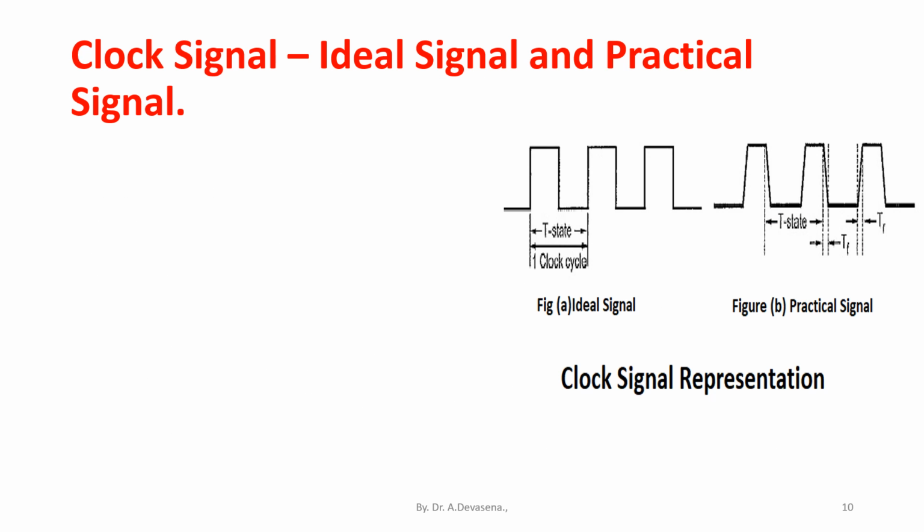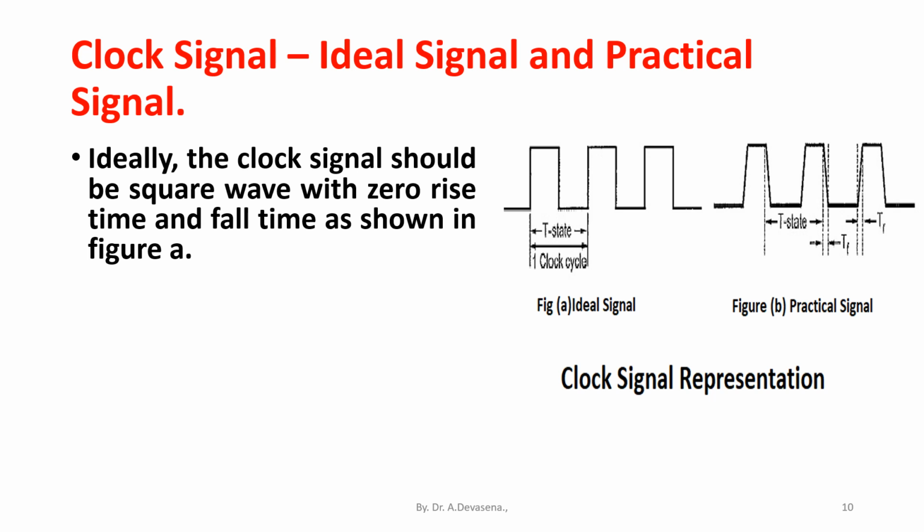Clock signal, ideal signal and practical signal representation. Ideally, the clock signal should be a square wave with 0 rise time and fall time, as shown in figure A. But in practice, we don't get 0 rise time and fall time. Therefore, the clock and other signals are always shown with finite rise and fall times. Figure B shows the practical way of representing the clock signal.